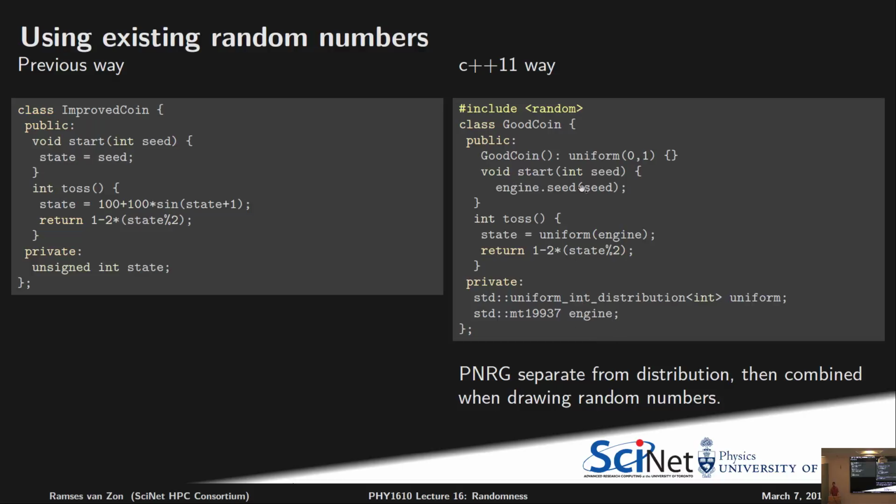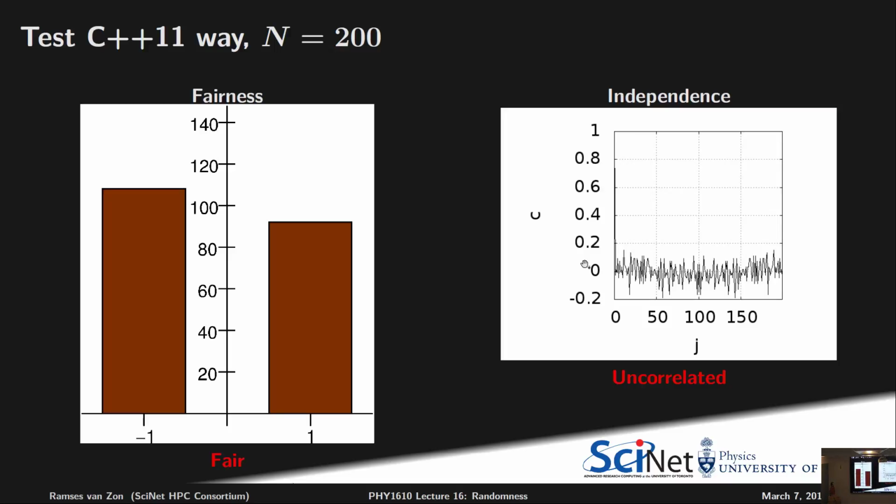Other than that, it works very similarly because I'm using everything that's already implemented. I give the engine a seed, and when I want to toss a coin, I'm asking for a uniform distribution that gives me the state, and since the state gives me an integer, and I want plus or minus 1 back again, that's what this is. So I'm wrapping random integers into something that gives me plus or minus 1.